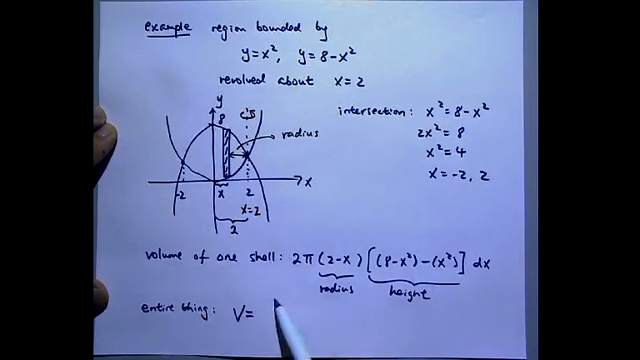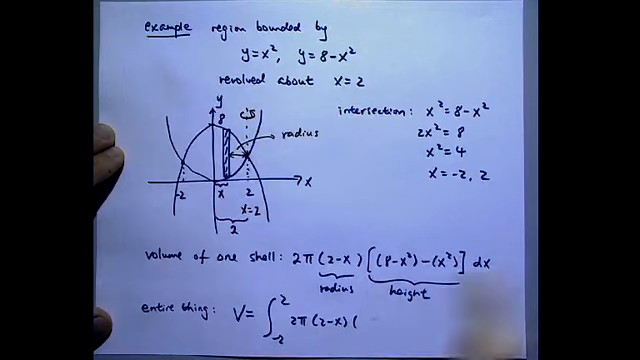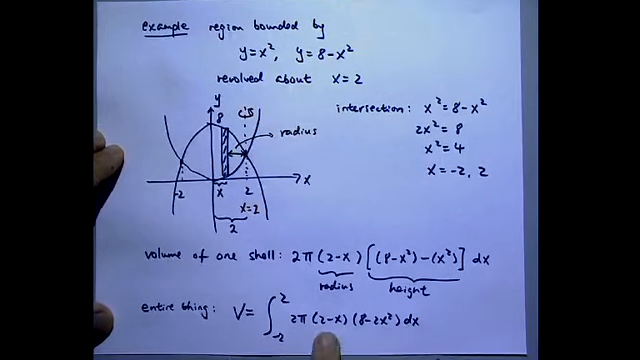Then the entire thing, we integrate from where to where? Good. 2 pi times all of that stuff. 8 minus 2x squared. FOIL this out, simplify, and then integrate term by term.